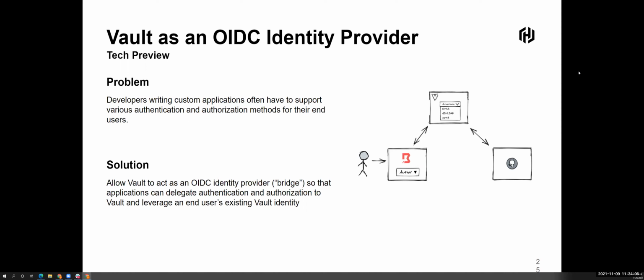So in this case, the example that we're showing is Boundary, but this could be any application that supports OIDC. These applications can now leverage the Vault identity in order to be able to authenticate and authorize themselves into a particular application. So this is super exciting for us, and we're definitely looking for a lot of feedback on this particular use case. Next slide, please.